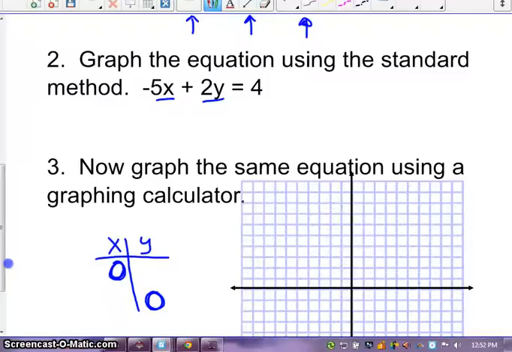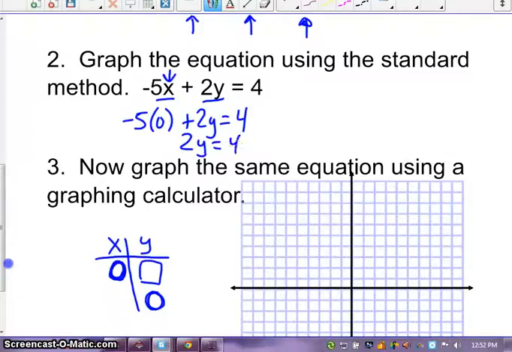Okay, so what you're going to do is plug 0 in for x. So we go -5 times 0 plus 2y equals 4. And then we're going to solve for y, because we want to know what y equals when x is 0. Well, -5 times 0 is 0, so we have 2y equals 4. And then we divide by 2, and y equals 2. So our first point is going to be (0, 2).